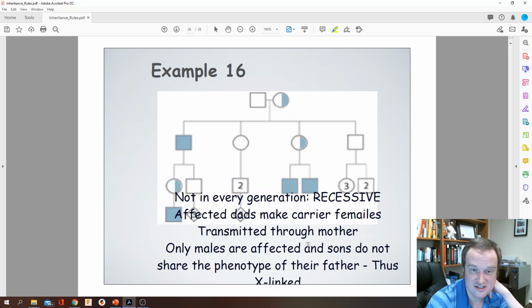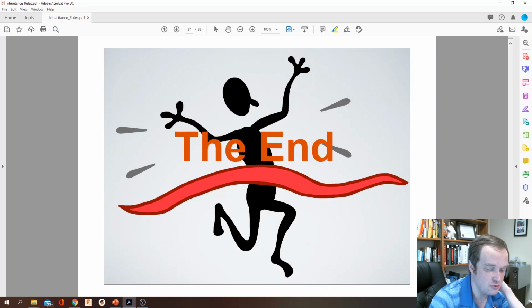And that is it for this. There'll be some examples of this on the quiz for you to go through. There are examples in the book as well if you want to try your hand at identifying these pedigrees for the exam.